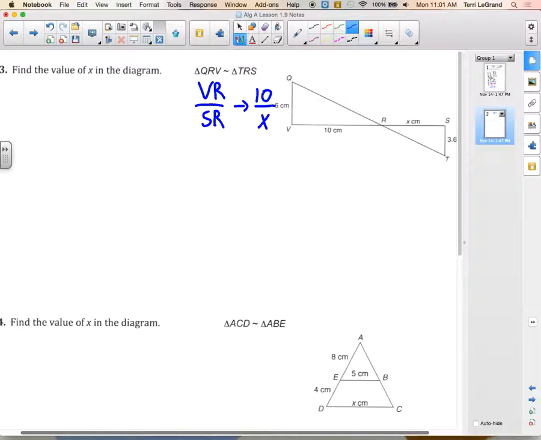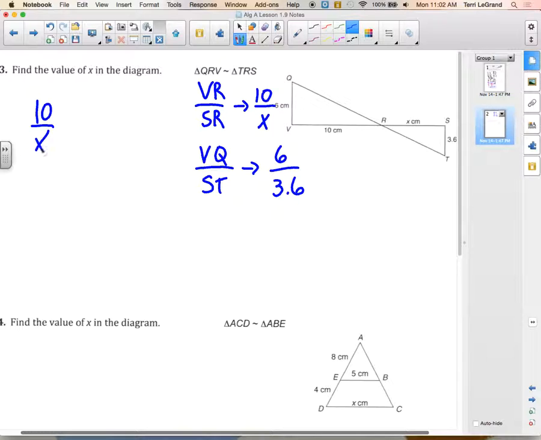What's our other ratio going to be? Cody? VQ over TS. Well, remember, if you're going to go in that order for that one, let's go in the same order for the VQ, ST. It's the same side, I get that, but let's name them in the same order. VQ is 6 centimeters long and ST is 3.6.